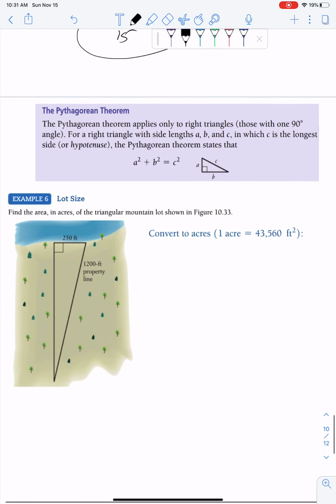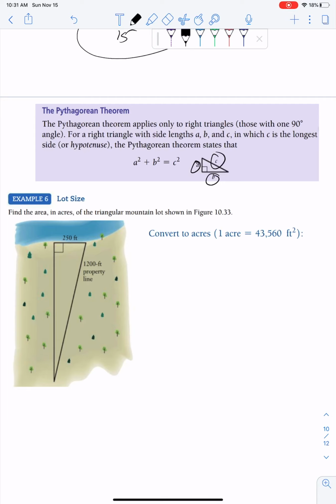All right, Pythagorean theorem. Two more and we are done. The Pythagorean theorem, we're not going to read through this. You guys have used this for years. Hopefully it's one that you have memorized. If you have a 90-degree triangle, the sum of the squares of the A and the B, the two sides, is equal to the square of the hypotenuse, C.